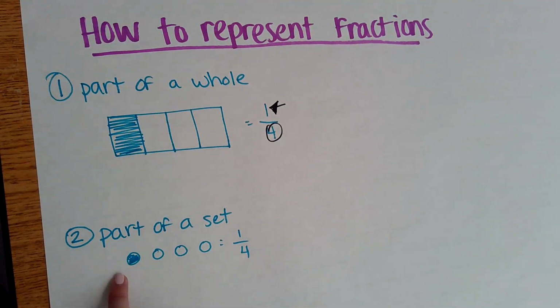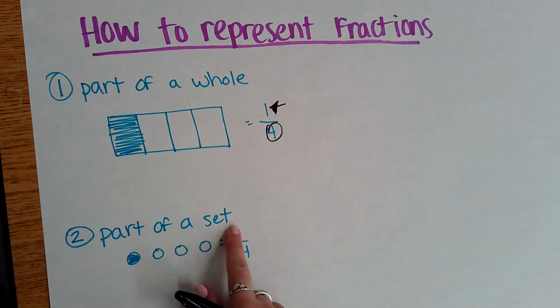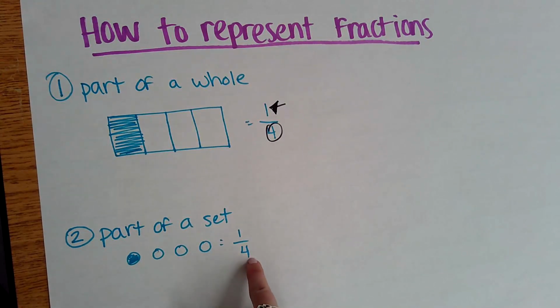A second way to represent fractions is called part of a set. Again, my denominator of 4 tells me that I need to have 4 pieces, and my numerator of 1 tells me that I need to have one of them shaded. 1/4.